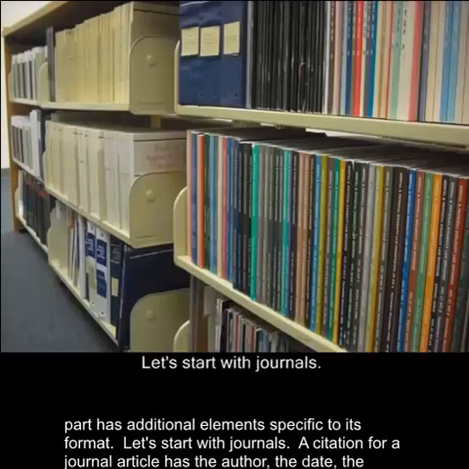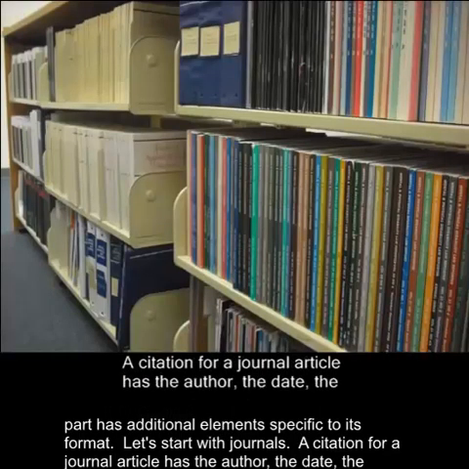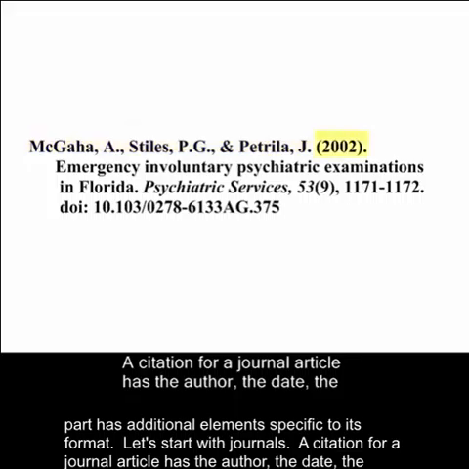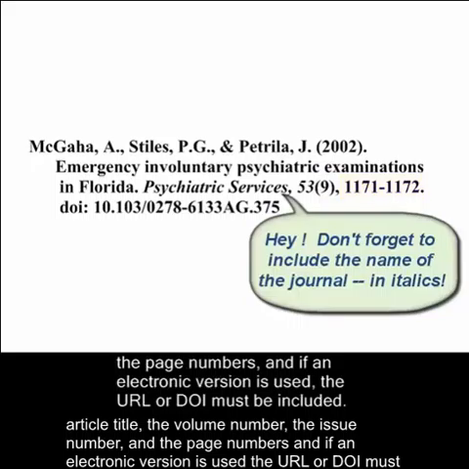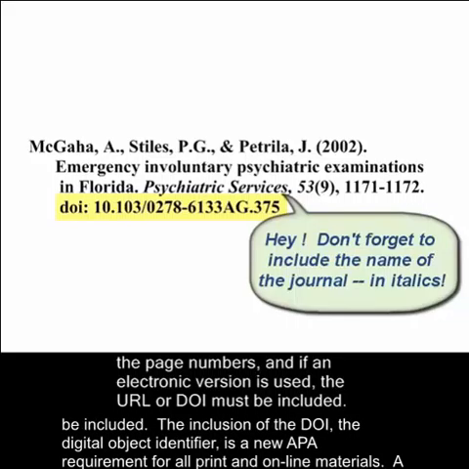Let's start with journals. A citation for a journal article has the author, the date, the article title, the volume number, the issue number, and the page numbers, and if an electronic version is used, the URL or DOI must be included.